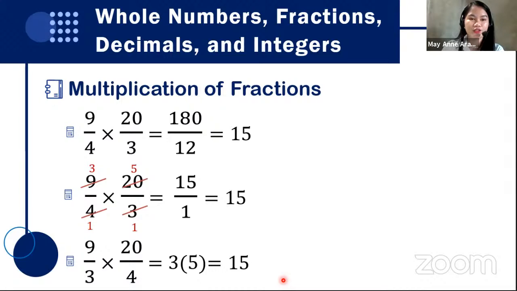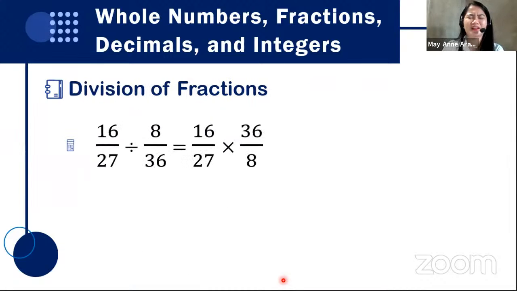Now for the division, it's just multiplication with a twist. Because in division of fractions, we just have to get the reciprocal of the divisor, then proceed to multiplication. So 16 over 27 divided by 8 over 36 is equal to 16 over 27 times the reciprocal of 8 over 36, which is 36 over 8. To get the reciprocal, just exchange the position of the numerator and denominator.